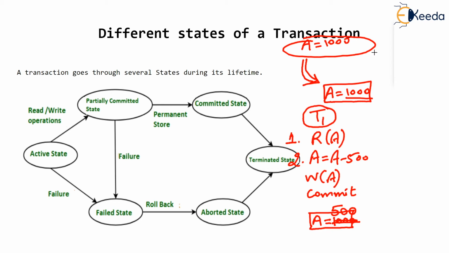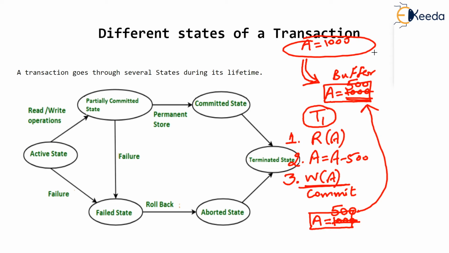When will it be updated? Yes, it will be updated only when T1 decides to write A. Now remember, write A executed by T1 will not write the value of A in the data store, in the permanent store. This value of A, when the write A instruction executes, will be written in the main buffer. So A now becomes 500. But then this buffer has the value 500, and the value has not yet been written in the permanent store.